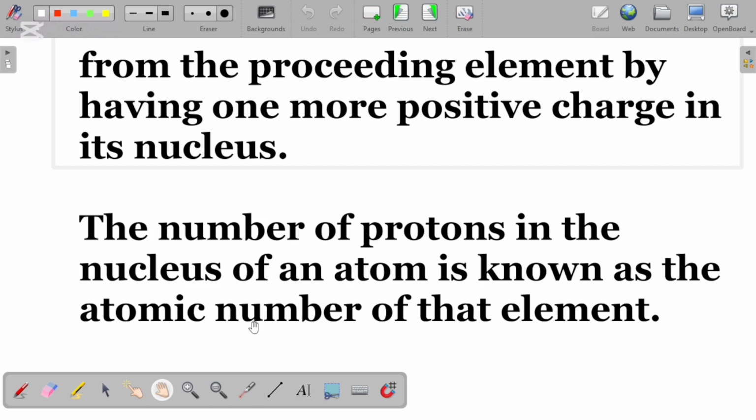You may be asked, what is the atomic number of an element? The definition is here. The number of protons in the nucleus of an atom is known as the atomic number of that element.